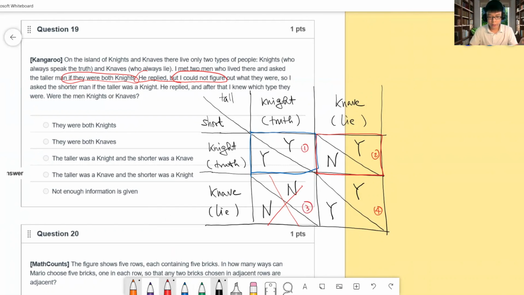All right, and then after the second answer was obtained, the traveler could tell what type they are. That means the only possible case is the second one, because the first one and the fourth one have identical responses, so it cannot be determined. So the only possibility is the second case. The taller one is a knave, and the shorter one is a knight, and that's the answer here.